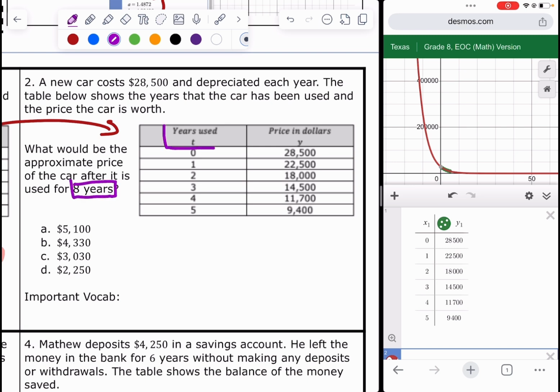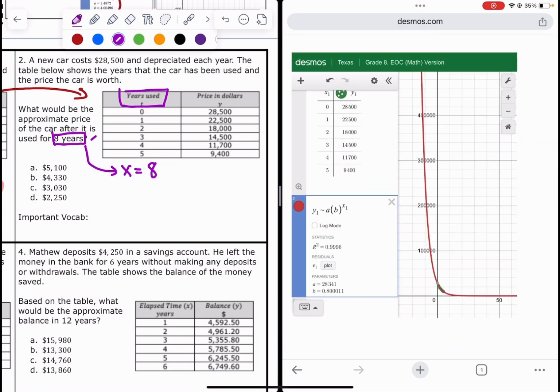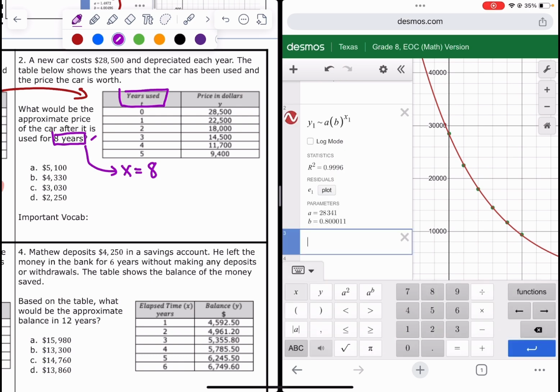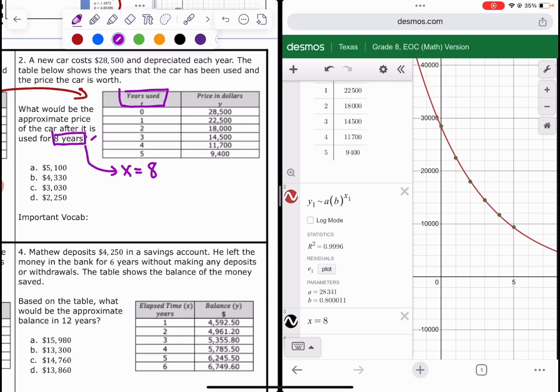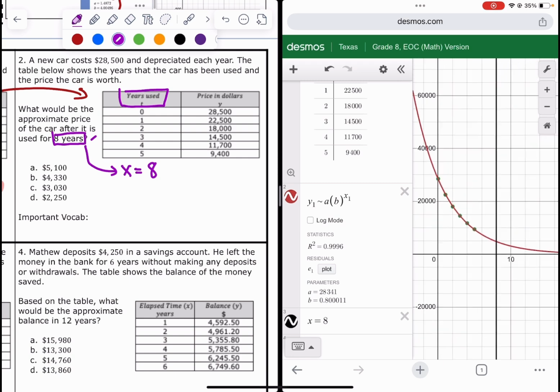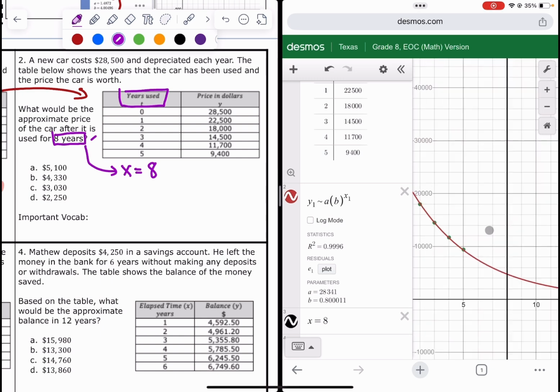If I look here, I have years used, I have price in dollars. So if I have 8 years, I know 8 years is my x. So this is x equals 8. So in my Desmos, on the same one I just got done doing, I'm going to put x equals 8. And see how nothing popped up here? I'm going to press over here this little minus sign, right here, this little minus sign to zoom out. And then I have right here the black and the red connect, and there's my answer.